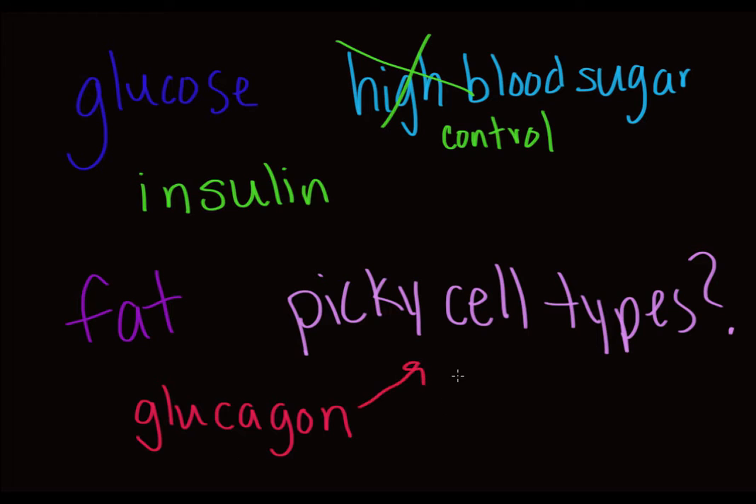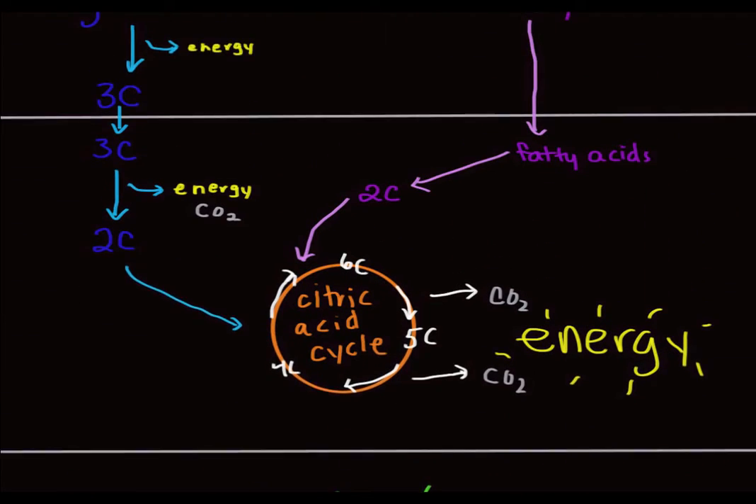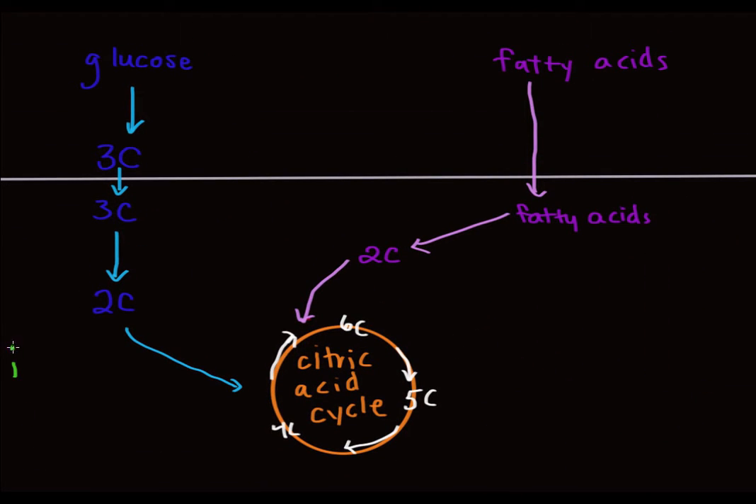So now let's look back at our pathways and see what happens when insulin or glucagon is running the show. First, we have insulin. All of the cell types that are capable of running on fatty acids run on glucose only when insulin tells them, hey, we're in insulin mode, there's tons of glucose available.